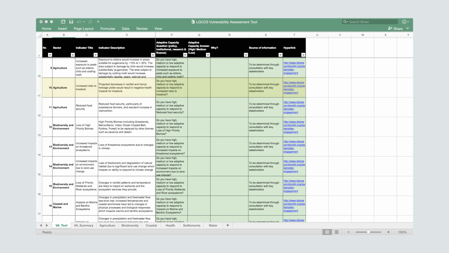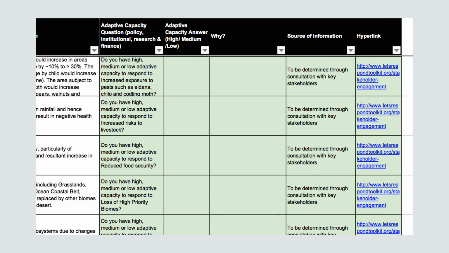Let's look at another example in the agriculture sector. One of the indicators in this sector is increased risk to livestock. The adaptive capacity question here is, do you have high, medium, or low adaptive capacity to respond to increased risk to livestock? Through your stakeholder consultations, you may identify that there is no research on the impacts of climate change on livestock in the area, and there are no policies to deal with this issue. There is some capacity at the provincial level in the agriculture department, but there is no budget available. You would then score yourself as having low adaptive capacity.